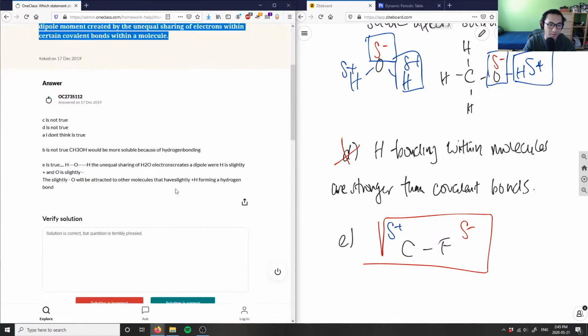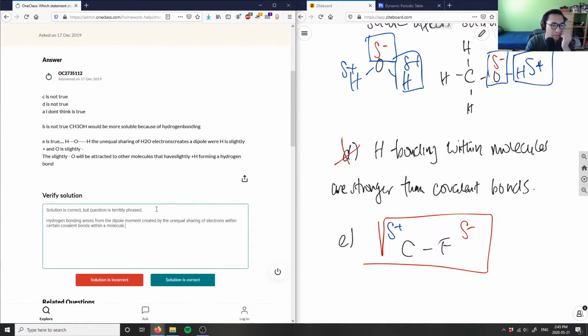So I'm going to copy and paste this and say this definition of hydrogen bonding is not true. And I give a counter example here. If I have C bond F here, in the single bond between carbon and fluorine, there is a dipole moment that is created.